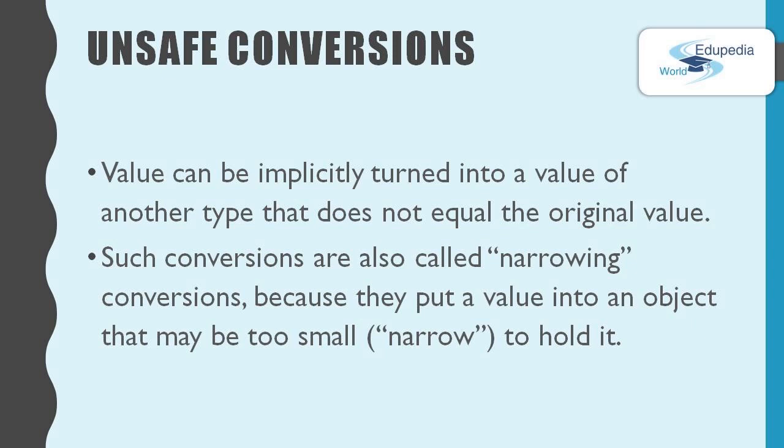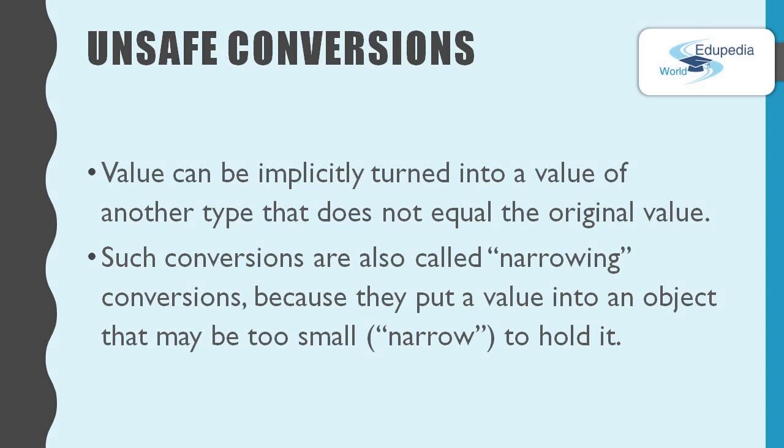Unfortunately, C++ also allows for unsafe conversions. We call them implicit conversions. By unsafe, we mean that a value can be implicitly turned into a value of another type that is not equal to the original value. There is another name for this, narrowing conversions, because they put a value into an object that may be too small to hold it. Unfortunately, few compilers warn about the unsafe initialization of the char with an int.